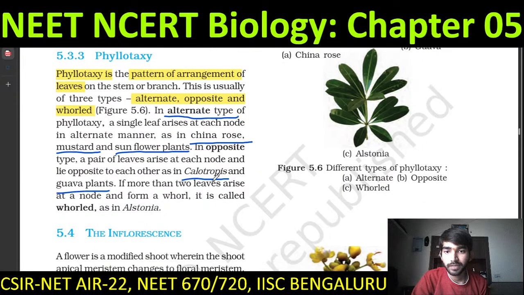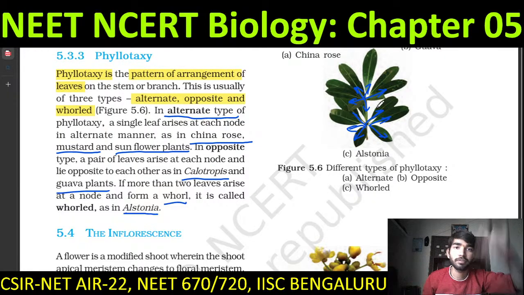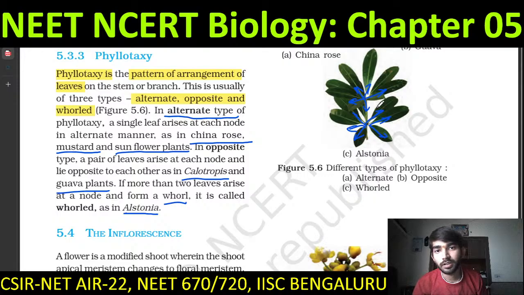And then finally, if there are more than two leaves arising at a node, forming a whorl, then it is called a whorl phyllotaxy, seen in Alstonia. So you can see there are multiple leaves coming out from the same point and in all the different directions. It is like 360-degree covering the entire spectrum of whatever sunlight may come. Although this may be useful or useless in some cases depending on the environment, this is what is seen in nature, the different kinds of phyllotaxy.